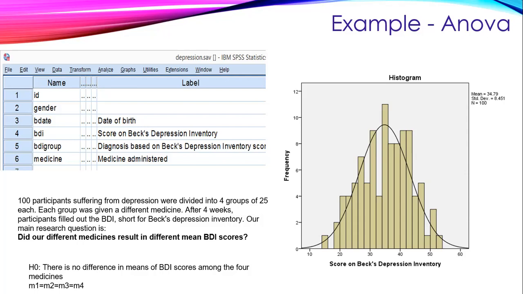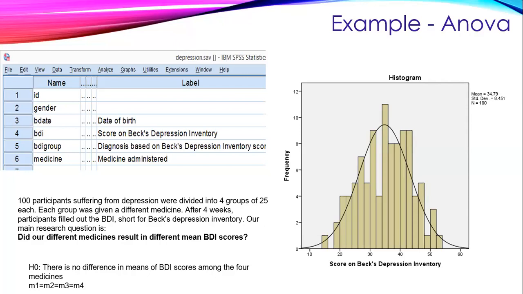These are the details regarding the particular problem. 100 participants suffering from depression were divided into 4 groups of 25 each. Each group was given a different medicine. After 4 weeks, participants filled out the Beck's depression inventory questionnaire. The research question here is: is there a difference in the mean BDI scores among the 4 medicines given?